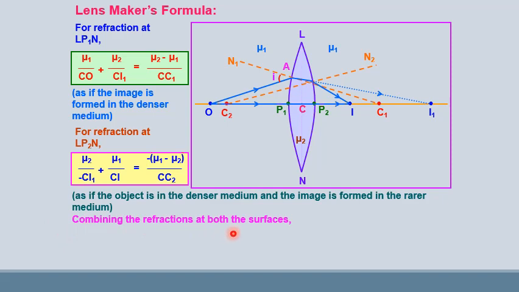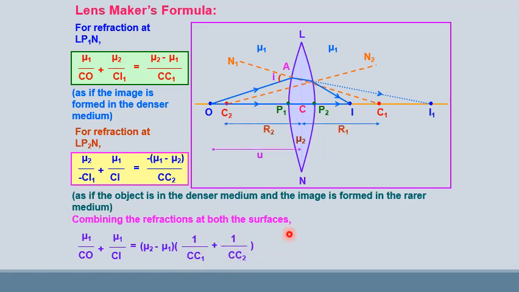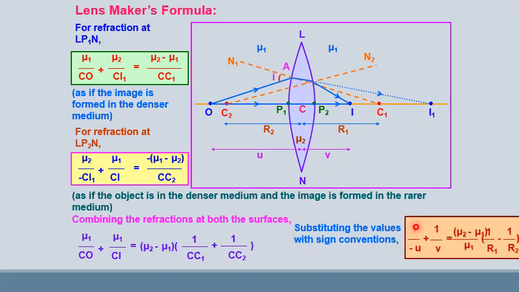Combining the refractions at both the surfaces, we can write mu1 upon CO plus mu1 upon CI is equal to mu2 minus mu1 bracket 1 upon CC1 plus 1 upon CC2. Substituting the values with sign conventions, the final expression is 1 upon minus u plus 1 upon v is equal to mu2 minus mu1 upon mu1 bracket 1 upon r1 minus 1 upon r2.